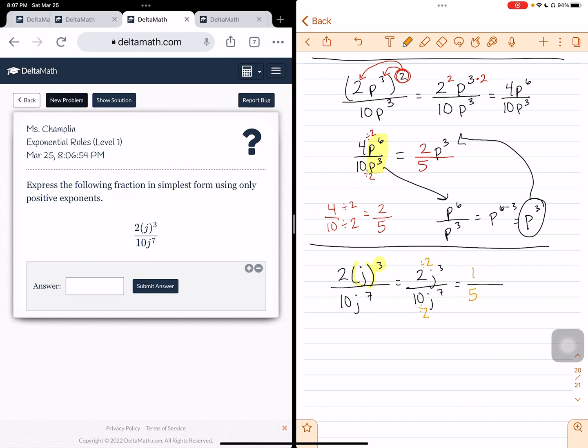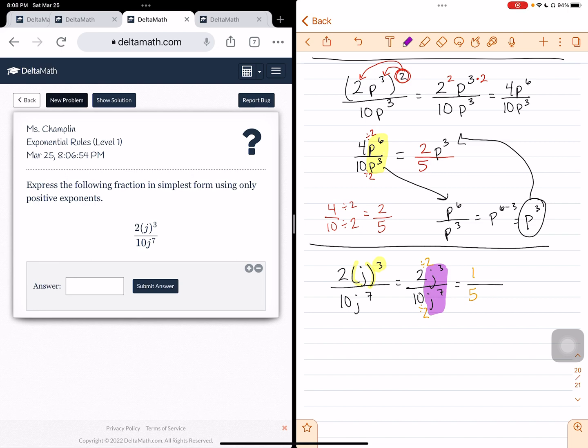And then now with the j's here, actually I'm going to use a highlighter instead. J cubed over j to the 7th. You can kind of tell where the j is going to end up being. It's going to end up being on the denominator because j to the 7th is bigger than j to the 3rd. So we're going to have more j's left over on the bottom.